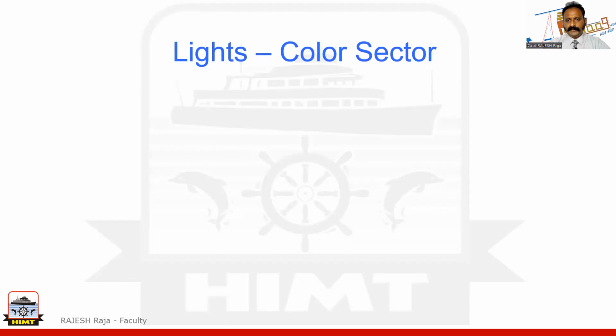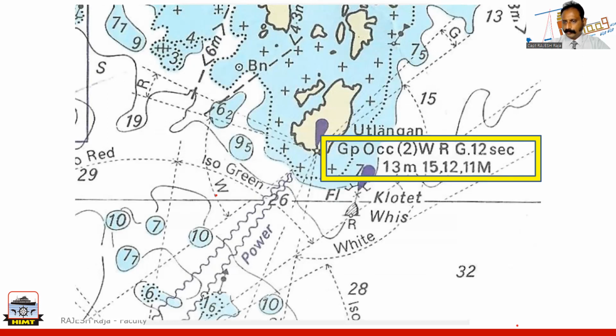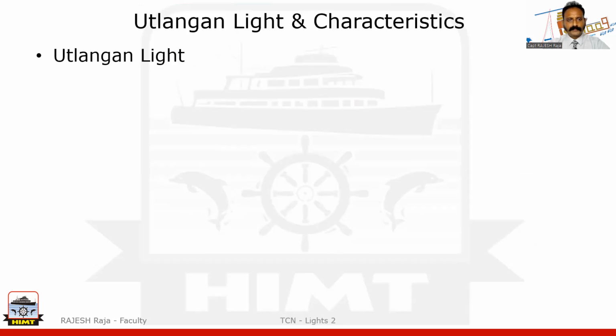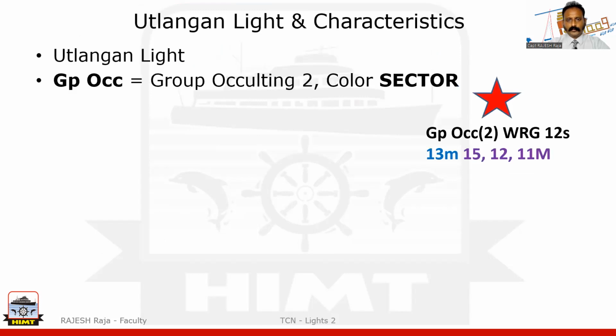Let us take the second example of this colored sectors. I'm going to take a very nearby light in the same chart, which is your Utlangan. You can see this is the character given to you. Again, this is sector light, but it's group occulting. And you can see this group occulting 2 times, and white, red, and green. So let us quickly have a look on this character also. So this is the light which is given as group occulting. Group occulting 2 times, and it has got a color sector.